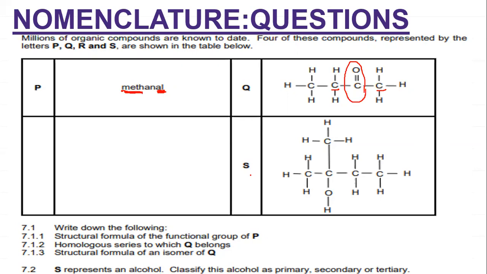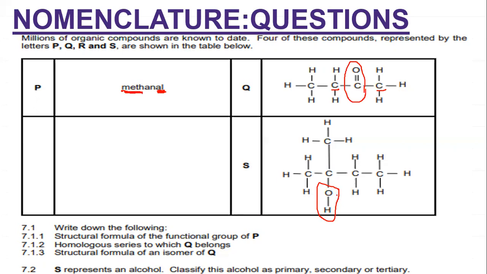With compound S, the first thing I like to identify is a functional group. I can see there is my functional group. So my functional group is an OH. So if my functional group is an OH, it means it's a hydroxyl group, okay? There's a hydroxyl group. So with this hydroxyl group, I know that this compound now becomes an alcohol. The homologous series would be an alcohol because of this functional group, which is a hydroxyl group, okay?